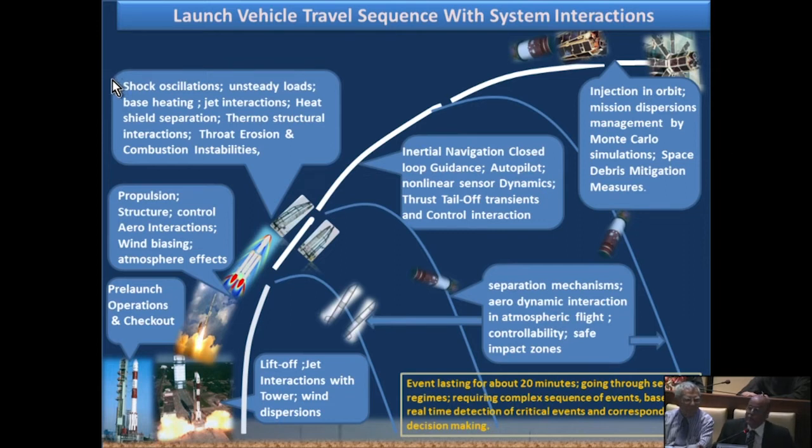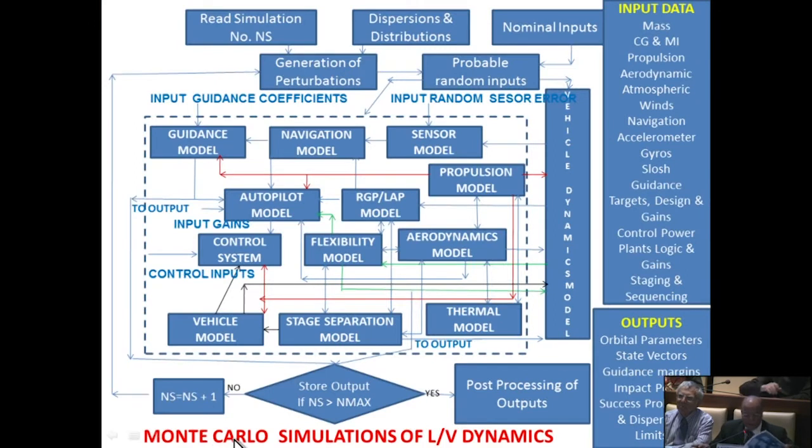It goes through several regimes, both within the atmosphere and outside the atmosphere. It goes through speeds which are subsonic, transonic, supersonic, and hypersonic, and ultimately based on real-time detection of critical events and corresponding decision making. These are the aspects that one sees here. Now, one of the important things with respect to this is to simulate this from the criteria of how well the success of this mission can be evaluated.